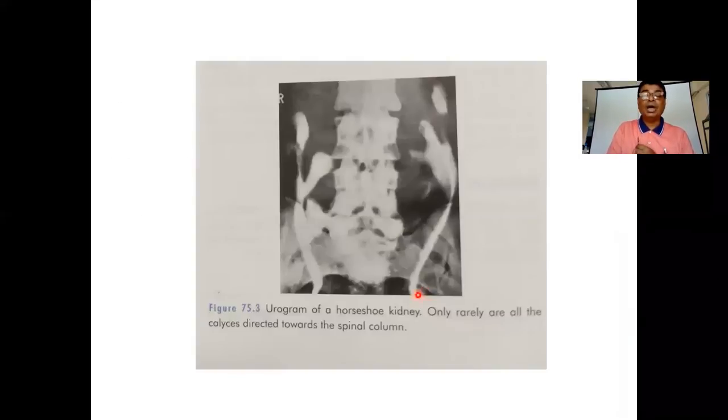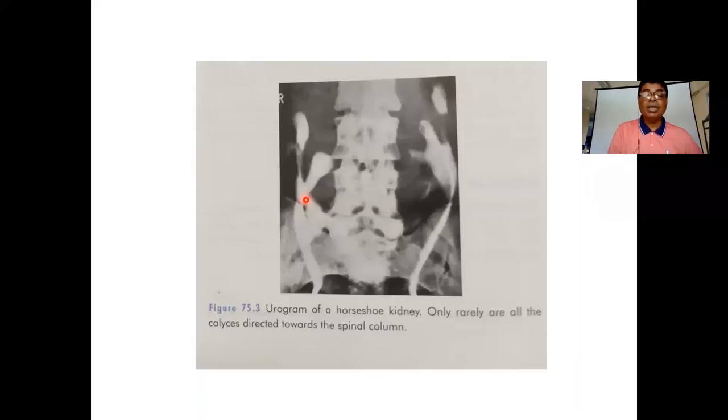This is the IVU urogram of a horseshoe kidney. Here you see all the calyces are facing medially, and this is of course rare. In most of the cases, you will see only the lower calyx medially, medially means towards the spinal column. Actually, these calyces normally face laterally. But in horseshoe kidney, mostly the lower calyx will face medially and upwards.